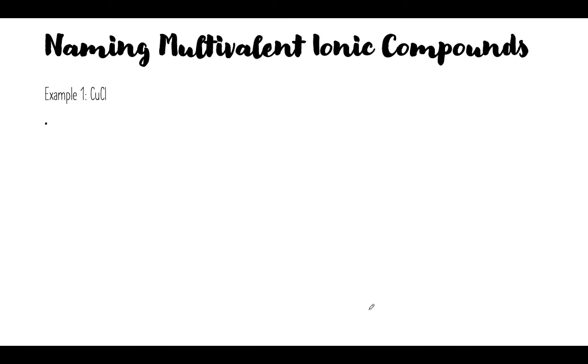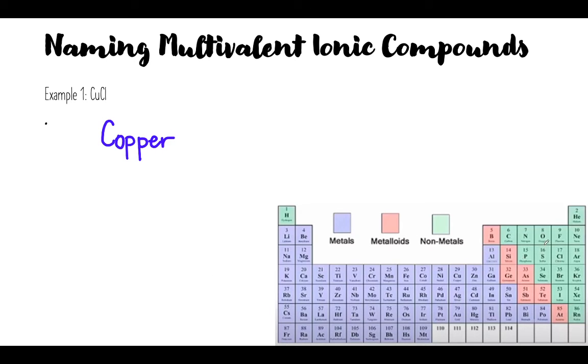All right, let's do the opposite. Given the chemical formula, I'm going to ask you to write the name of the compound. So I have CuCl here. I know that the metal we're talking about is copper, so I'm going to write that out. And I know that the nonmetal we're talking about is chlorine. However, remember that when I'm naming ionic compounds, I'm changing the ending to -ide. So instead of chlorine, this becomes chloride.